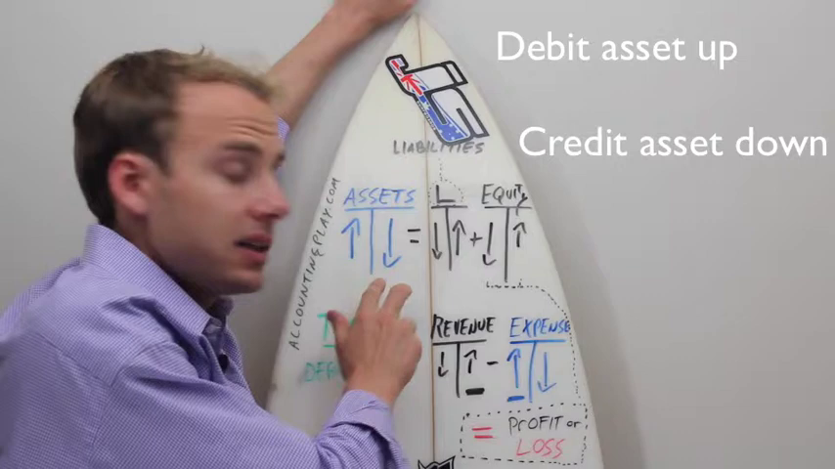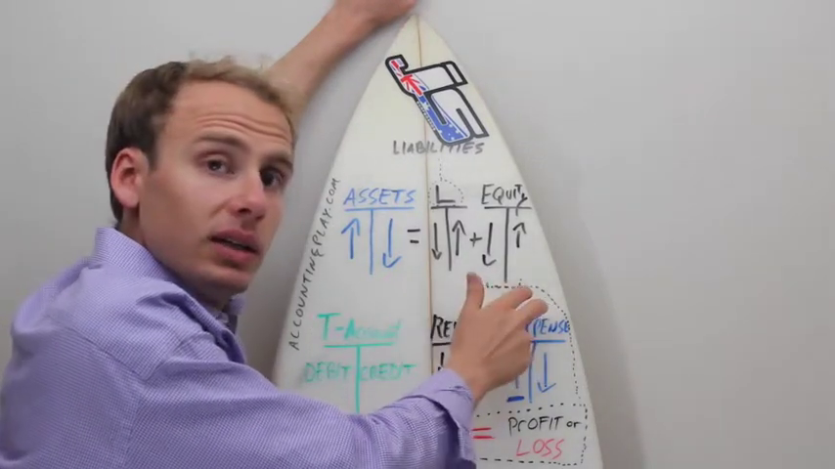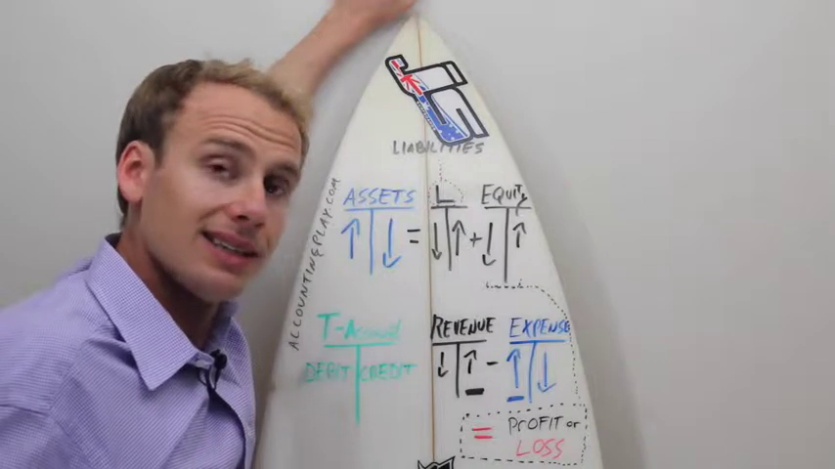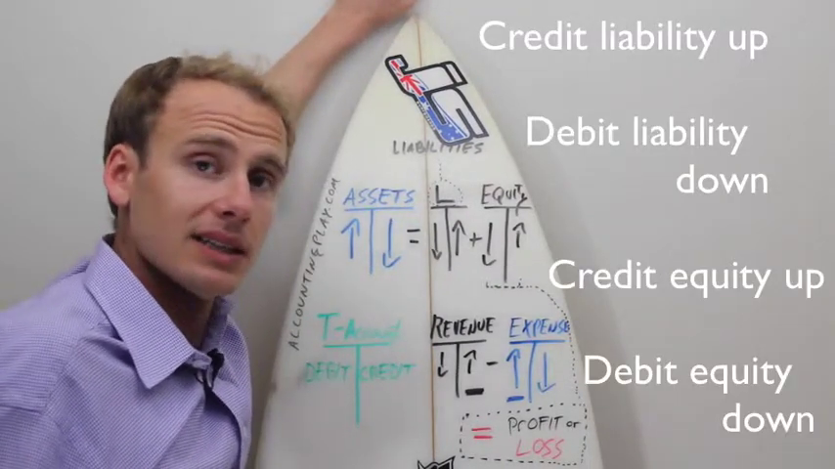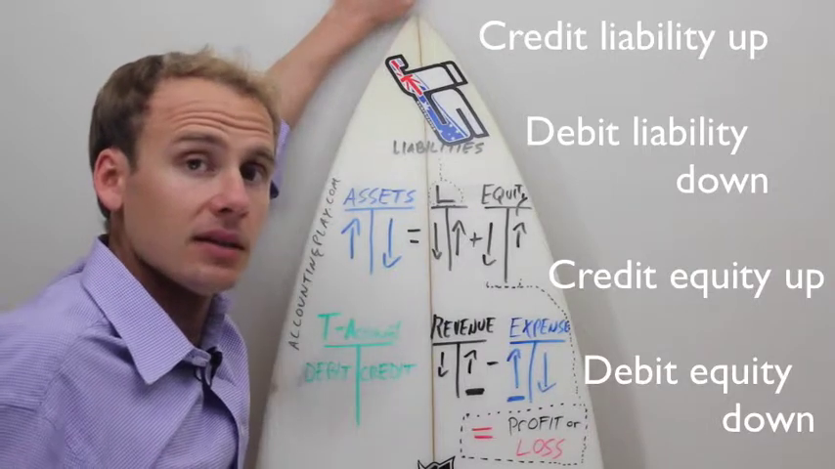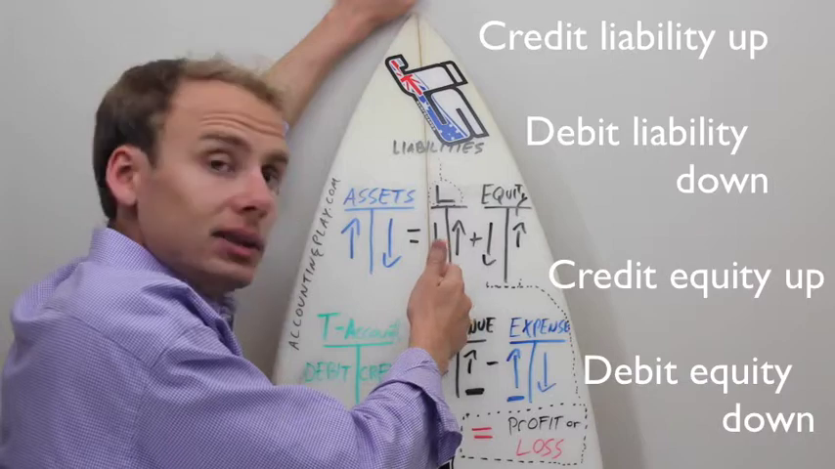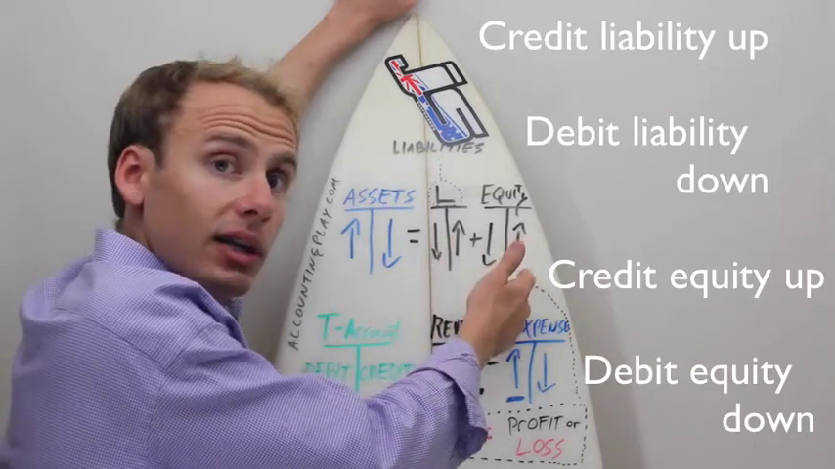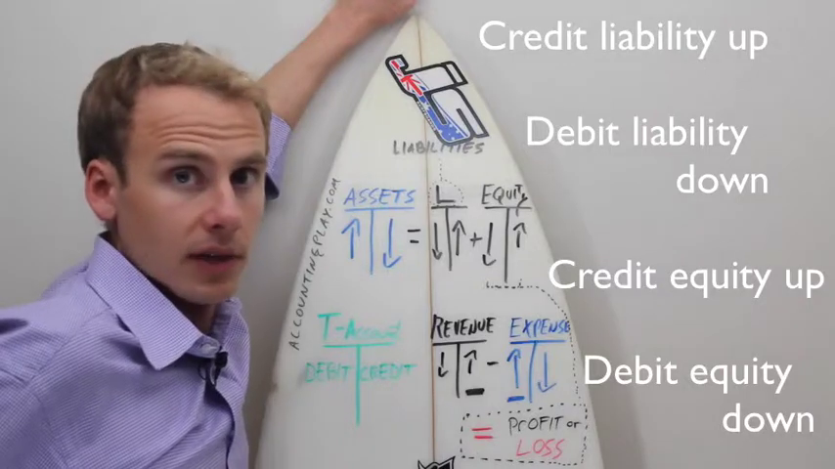That's assets in blue. Now, liability and equity are in black because they're precisely the opposite. And you're going to say, that's precisely confusing. And it is. To increase a liability is a credit, decrease debit, increase equity credit, decrease debit. Not fun.